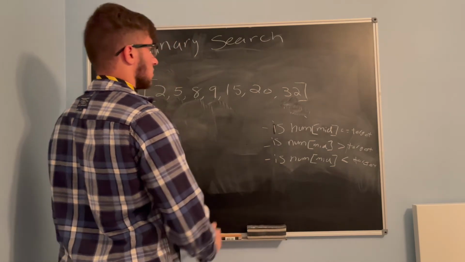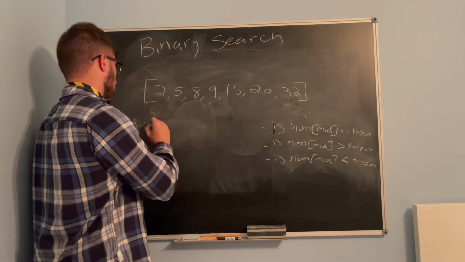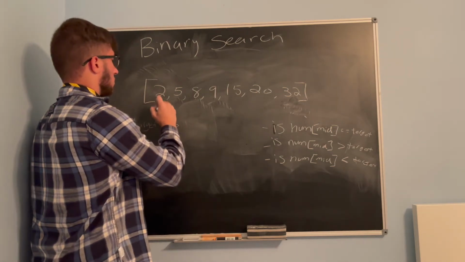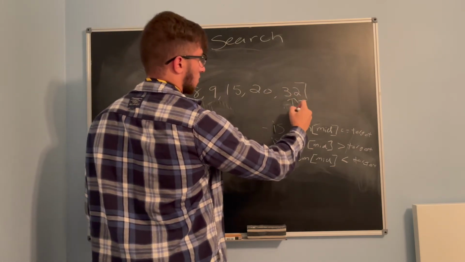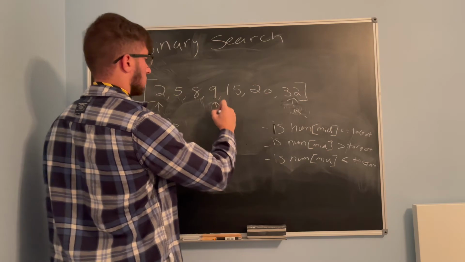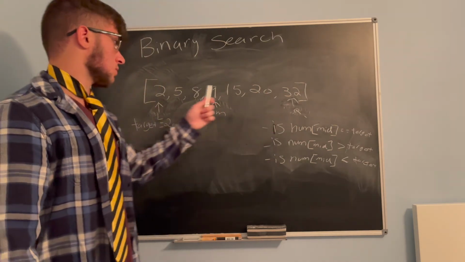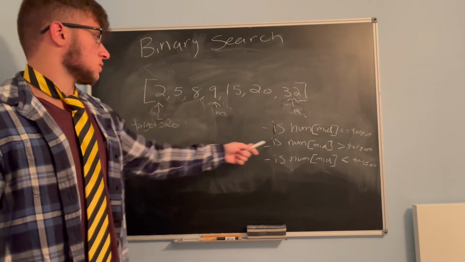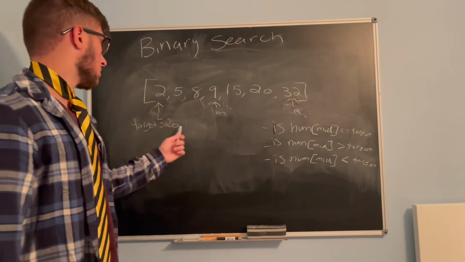And this time we'll say our target is equal to 20. So I'll set target equal to 20. All right, we start here at the beginning of the array, our left pointer, and then we start here with our right pointer, and our mid pointer is here. Now we ask the question, is num at mid equal to our target? No, 9 is not equal to 20. So is it greater than? No. So is it less than? And that's where it is.